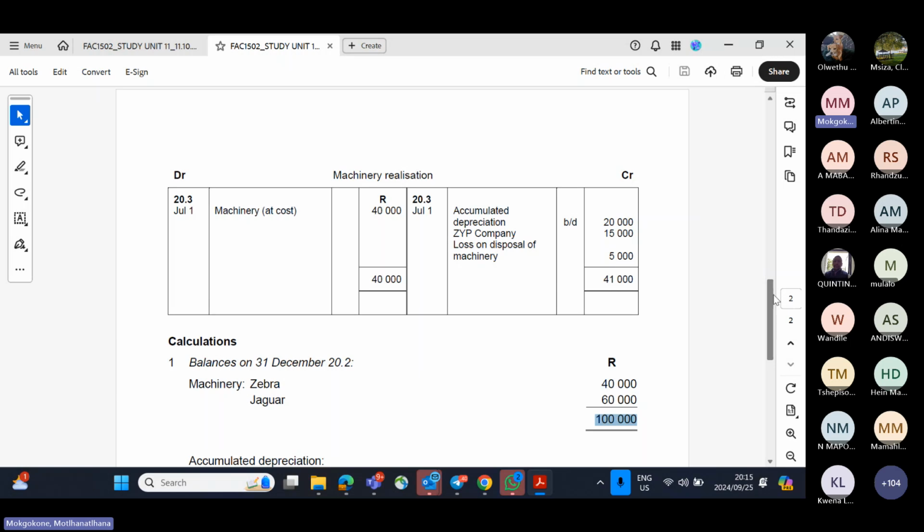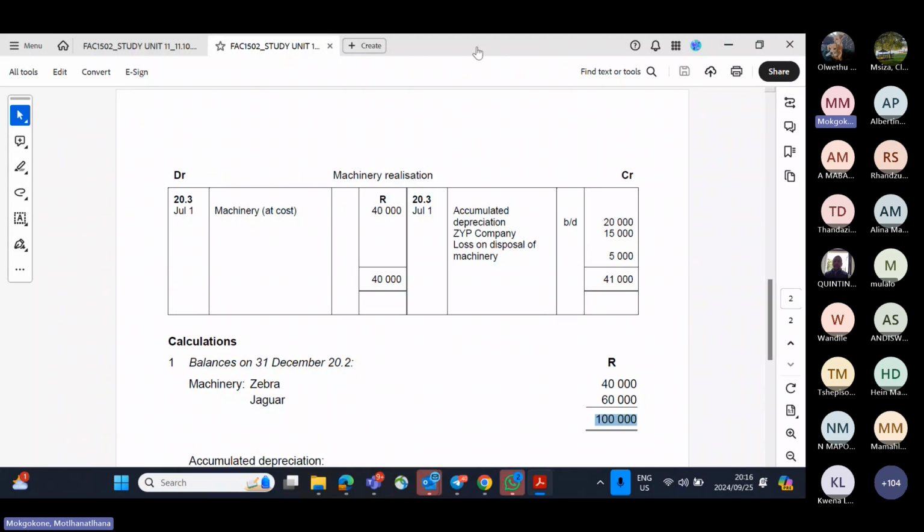They must just follow the steps when doing the general ledger account of the realization account. There are 6 steps under study unit 11, dealing with the disposal of an asset. I'm not sure whether there are any questions. No, I think they've all been responded to. We don't have any more questions.